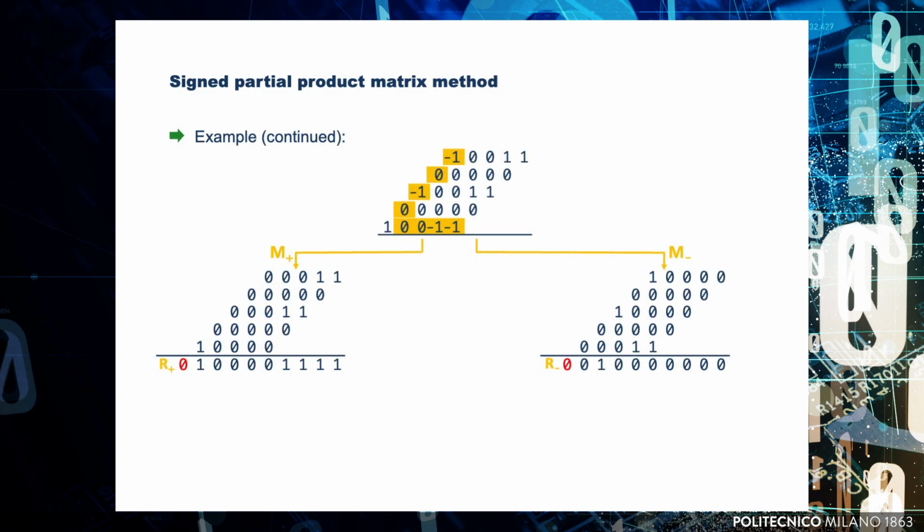Let's continue the previous example. We separate the bits of the computed partial product matrix, thus obtaining M plus and M minus. It is worth noting that, by construction, only the elements highlighted in orange belong to the M minus submatrix, while all other elements are included in the M plus submatrix. Then we compute the sum of each of them, obtaining r plus and r minus, and we append a 0 to the left of each of them, as shown in red.